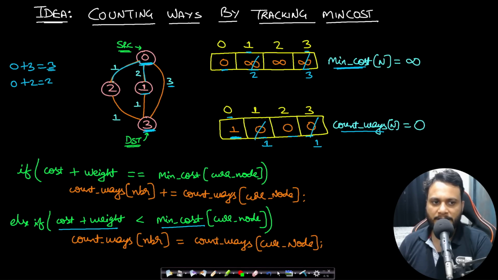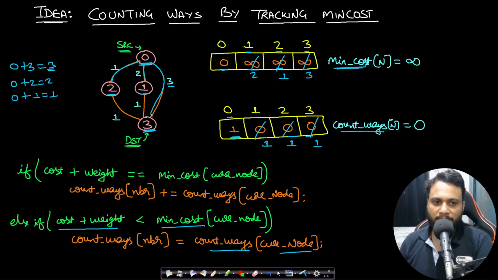Now let's see the next edge, which is 0 to 2. This edge is saying that the cost to reach 2 will be the cost to reach 0, which is 0, plus the edge weight, which is 1. So it is 1. Cost at 2 is infinity. So update it to 1, and at 2 the number of ways will be the number of ways at the current node, which is 1. Fine, we are done with the processing of 0.